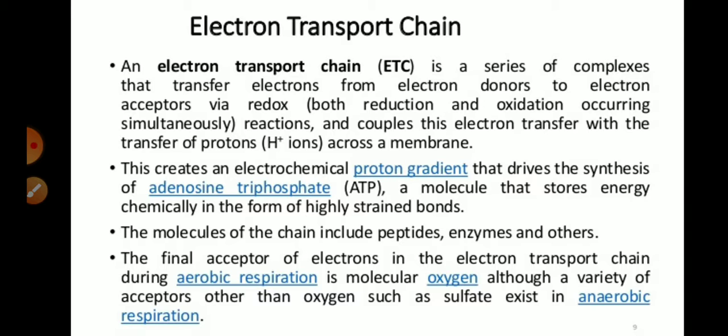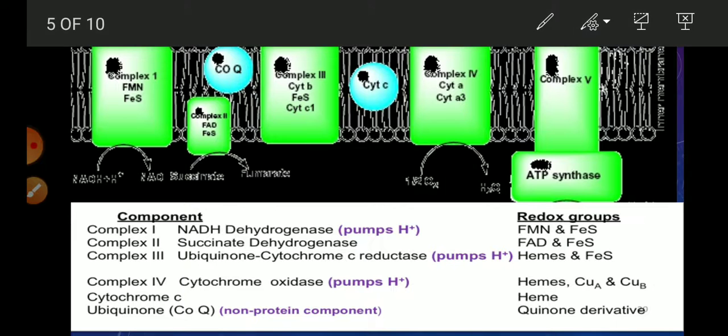The molecules of the chain include peptides, enzymes, and some other protein molecules. This happens only in aerobic respiration. It doesn't occur in anaerobic respiration, because in this reaction, at the last step, oxygen is utilized as the final or terminal electron acceptor. So now we will see the electron transport in detail.